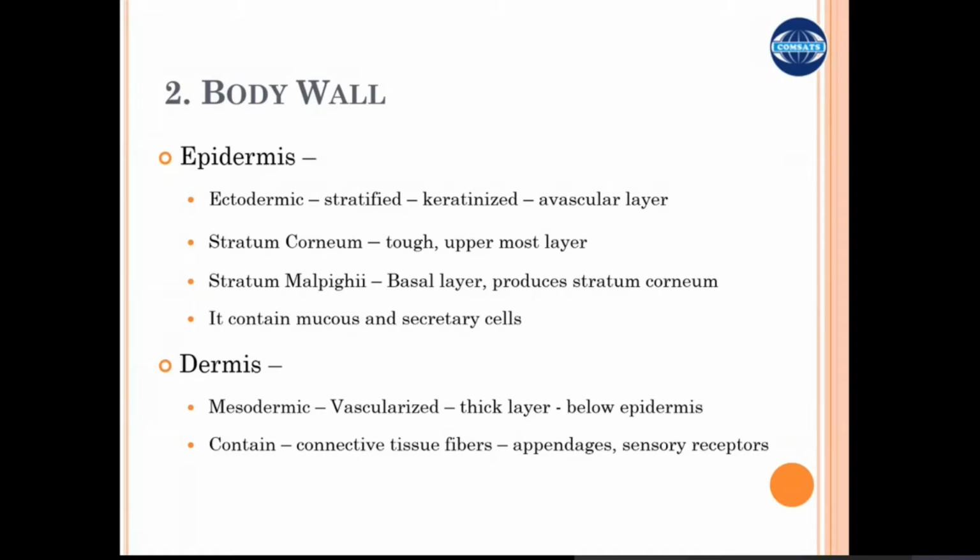Here we see the epidermis, which is ectodermic in origin, and is further divided into five different layers based on the type of the cells and their structure. Just to give a brief introduction, the outermost layer which we can see and touch is the stratum corneum. These are highly keratinized and cornified cells, almost dead.